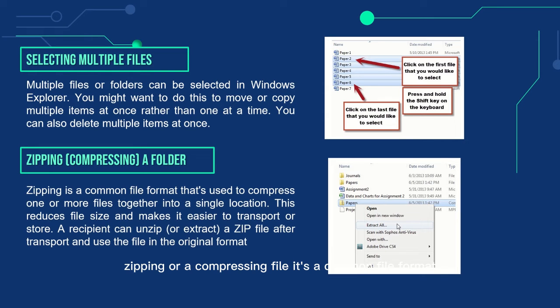Zipping or compressing files. Zip is a common file format that's used to compress one or more files together in a single location. This reduces the file size and makes it easier to transport or store. A recipient can unzip or extract a zip file after transport and use the file in the original format. We discovered that zipping is the process of compressing a folder containing multiple files into a single file called compressed or zip. Aside from combining multiple files into one, zip files typically take up less storage space. Knowing how to zip files is particularly useful when you need to send multiple files to someone.